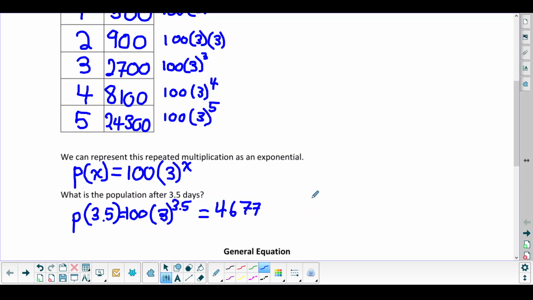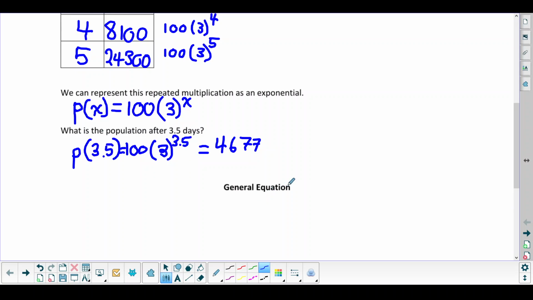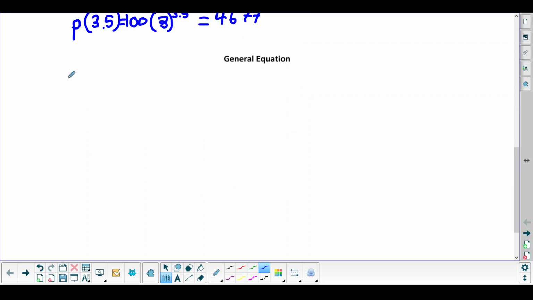All right. So this is just a quick example so we can see the way this grows and see how we can get an equation to represent this. But we don't want to come up with the equation each time. We want all our equations for these styles of questions to look the same. So there's a general equation we use. The general equation looks like this.